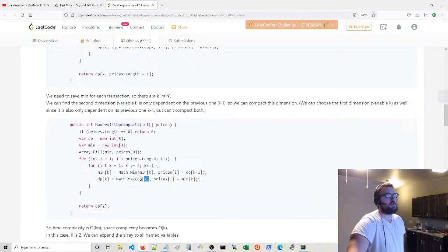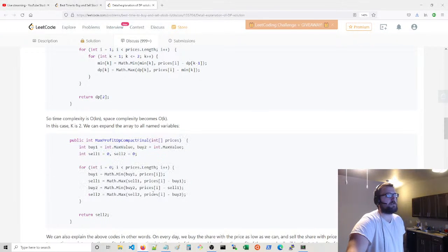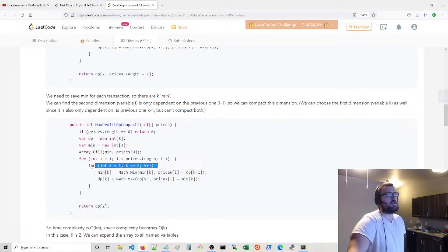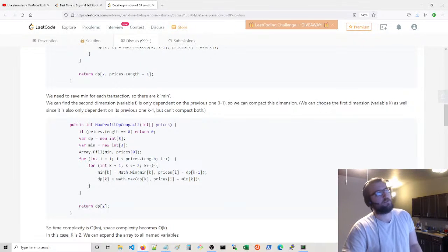And he's saying we can expand this to named variables. I think he needs to make this loop go backwards rather than forwards. Because no, am I wrong? I don't know. Actually, maybe I'm not thinking about this properly. So min k is the minimum of itself compared to the price of i minus dp k minus 1.